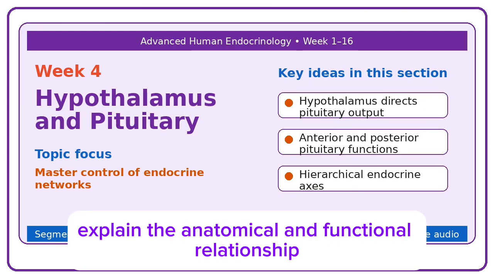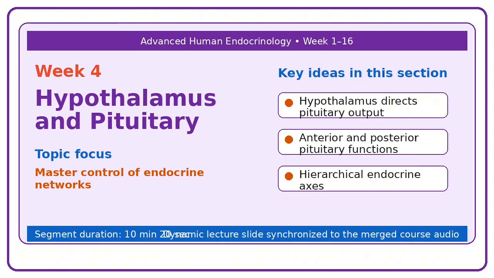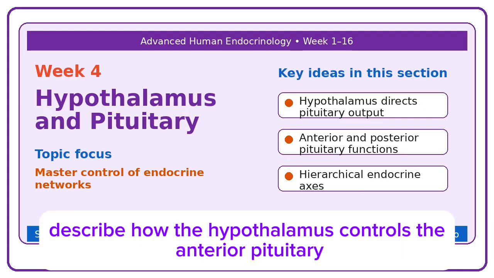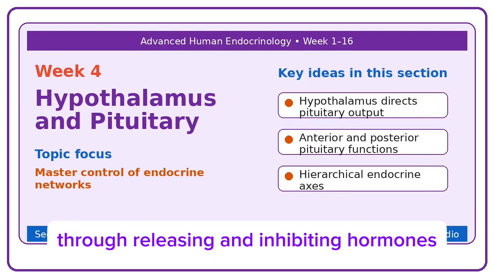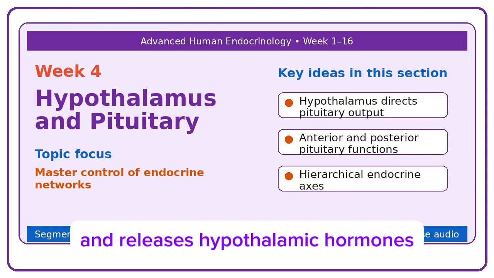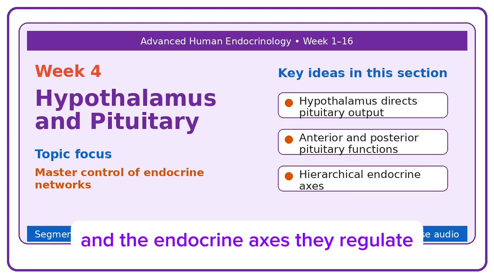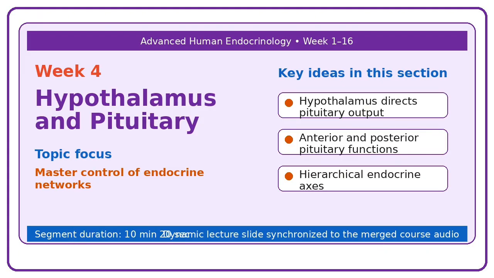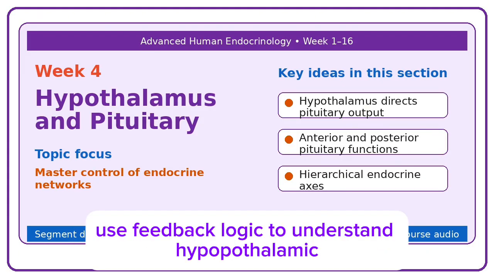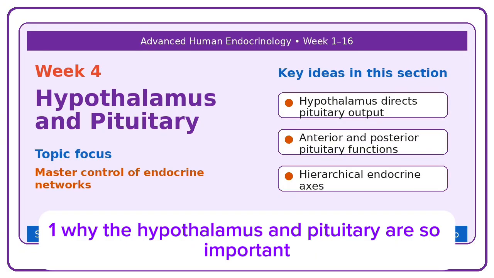Learning goals for Week 3. Explain the anatomical and functional relationship between the hypothalamus and pituitary gland. Describe how the hypothalamus controls the anterior pituitary through releasing and inhibiting hormones. Explain how the posterior pituitary stores and releases hypothalamic hormones. Identify the major pituitary hormones and the endocrine axes they regulate. Use feedback logic to understand hypothalamic-pituitary endocrine regulation. 1. Why the hypothalamus and pituitary are so important.